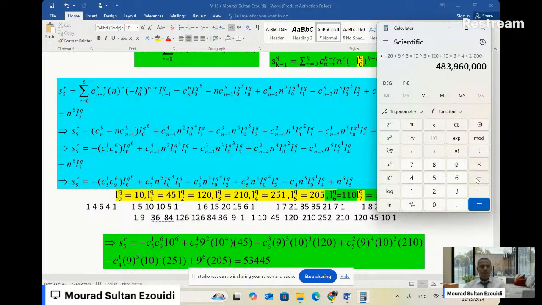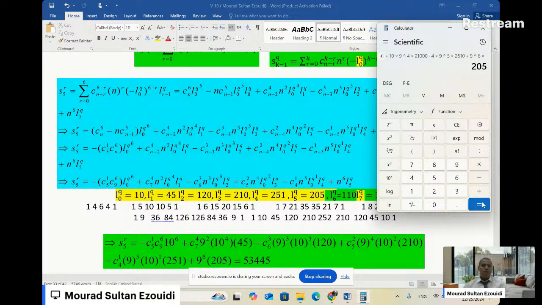Minus 4, multiply by 9 raised to the power 5. Multiply by 2,510. Why? Simply because 251 multiplied by 10 will give you 2,510. Plus, the last, 9 raised to the power 6, multiply by 205. Okay.